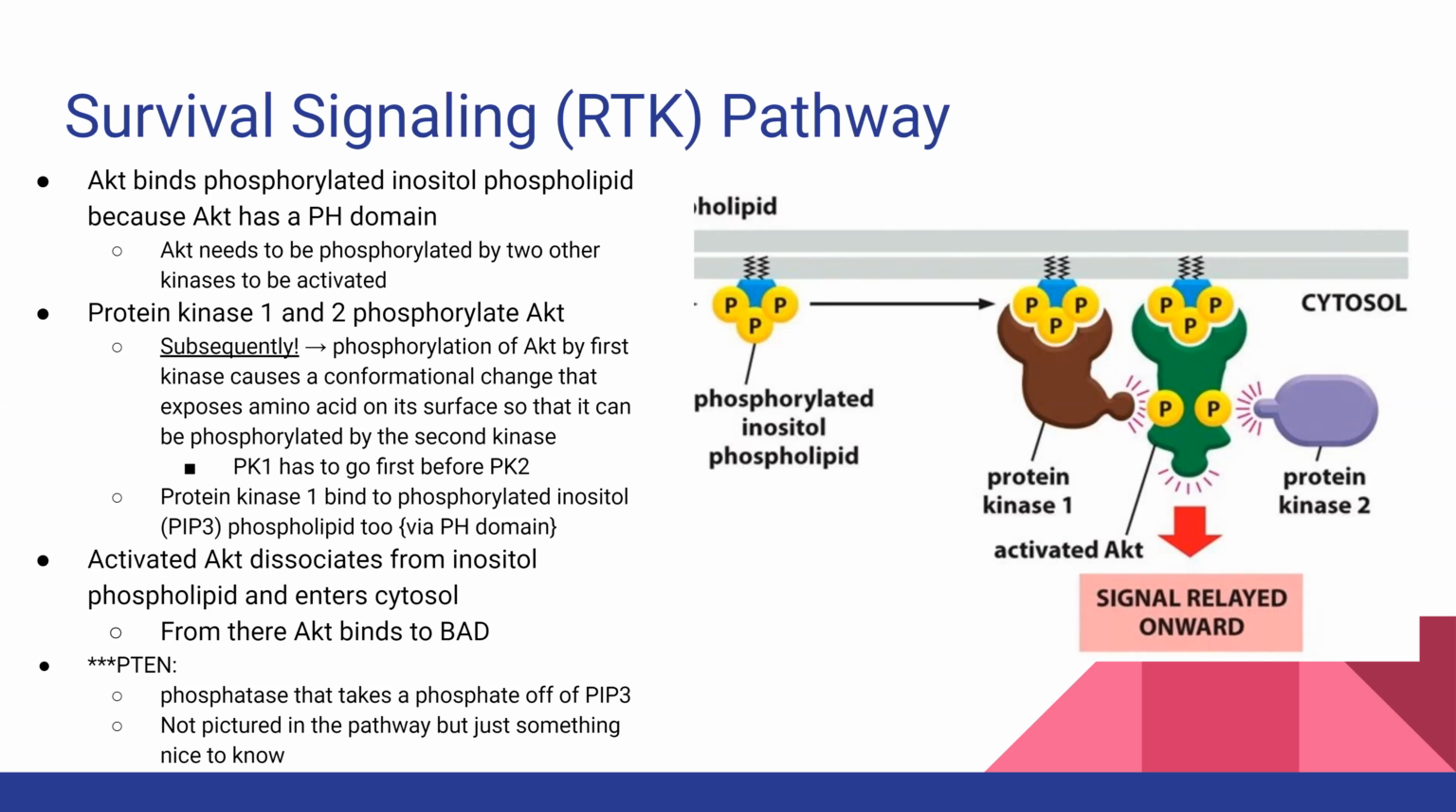But remember, you don't get an active AKT until PK1 binds first on the left, then PK2 binds second on the right. So once both of those kinases have done their thing, then AKT is active and it floats down to the cytosol to the rest of the pathway, and then it will bind to BAD and do the bottom half of the pathway, which I will get to on the next slide. But that's how you get an active AKT. You won't have the active AKT until both the PK1 and PK2 have done what they need to do. Does that make sense for that? Yeah, that makes sense. Okay, cool.